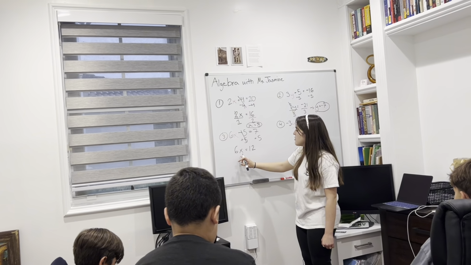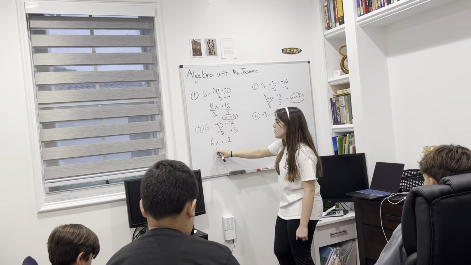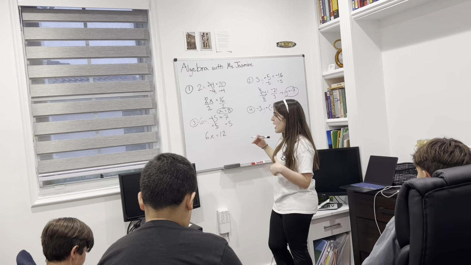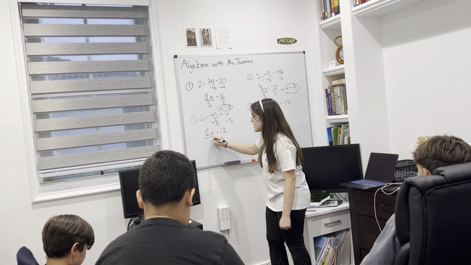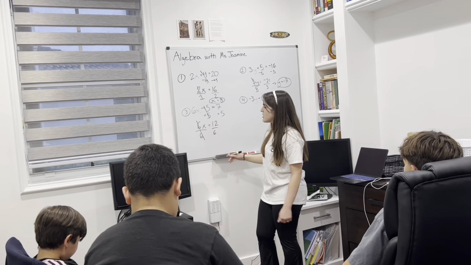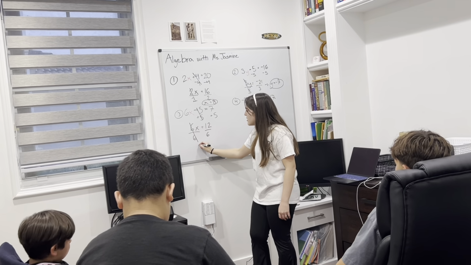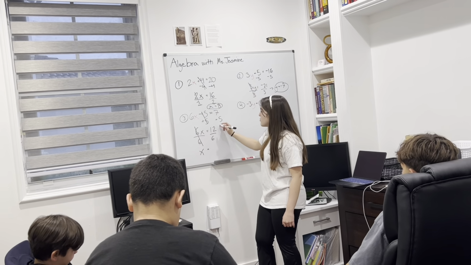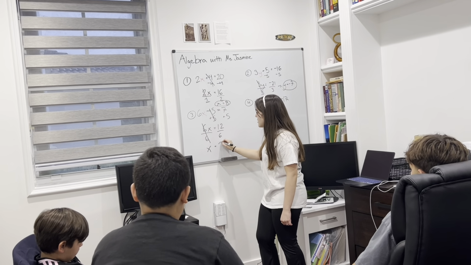Okay, 6 is being multiplied by x. So in order to get rid of that 6 times x, we're going to divide by 6. And that is going to give us 6 divided by 6, it cancels out. So you're going to have x is equal to 12 divided by 6, which is equal to 2.